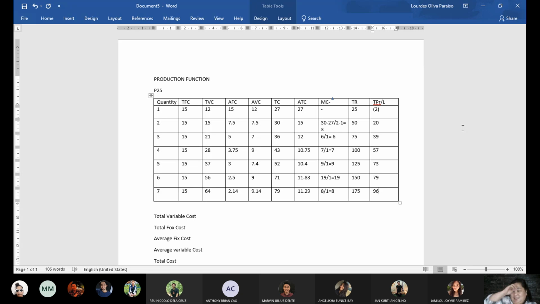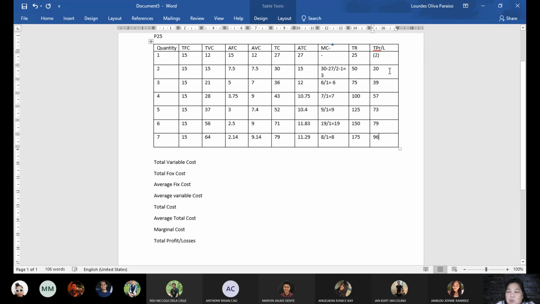Nandiyan pa ba kayo? Yes po. Ano? Are you still going to produce more? Sige, ilan pa idadagdag na production mo? Habang tumataas yung total profit mo, kailangan ba na mag-produce ka na ng mag-produce? Kailangan ba magpo-produce ka ng magpo-produce? Habang nadadagdagan ang profit mo?